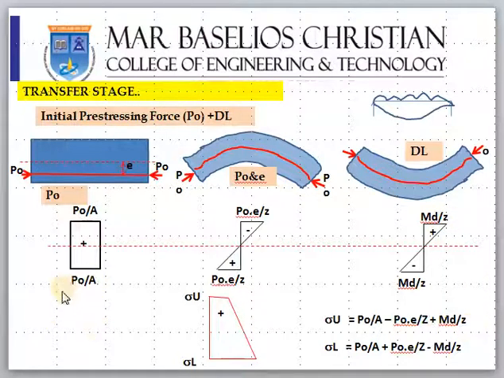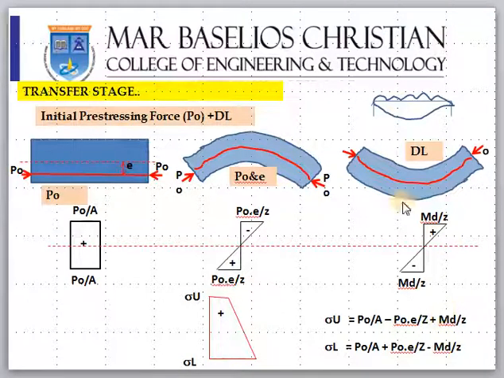And what is the stress at the bottom? It is P0 by A positive plus P0 E by Z minus MD by Z. How do you calculate MD? MD is the bending moment due to dead load.